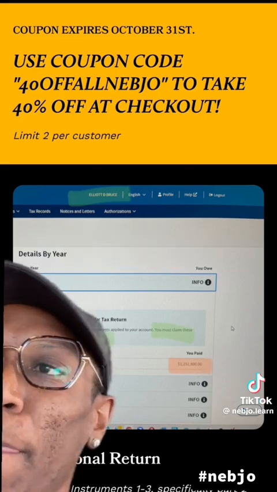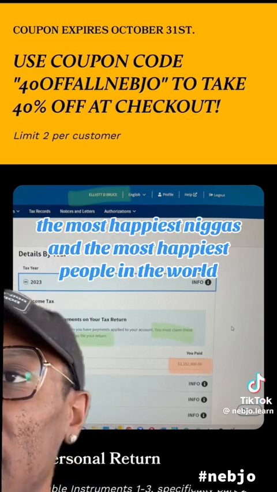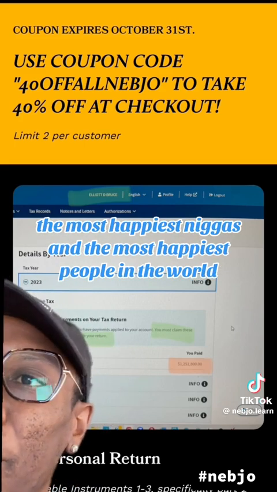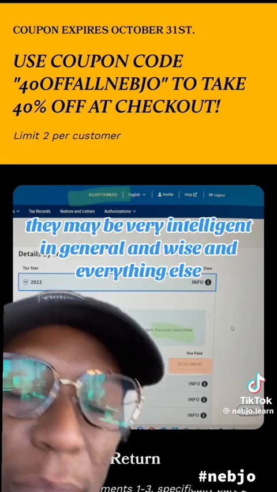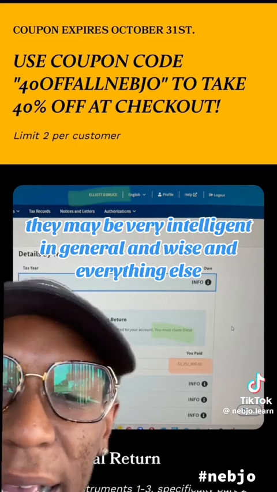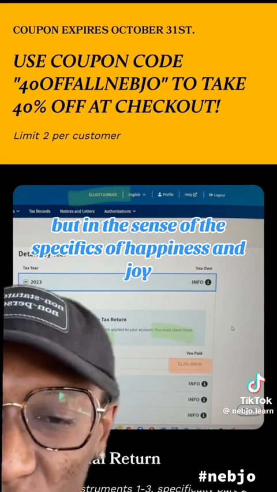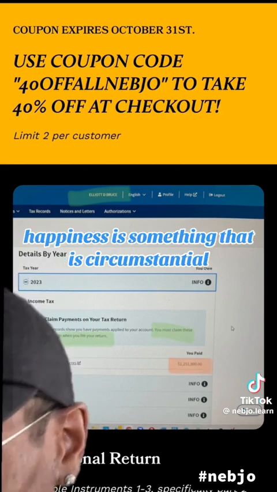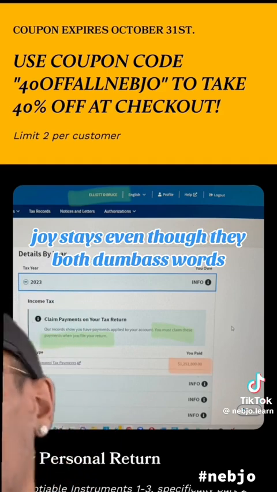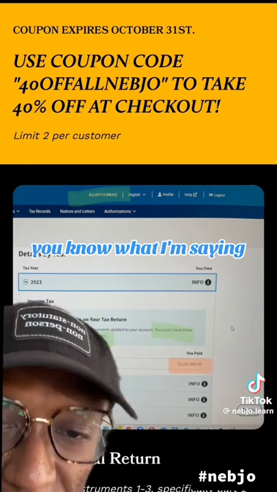Ignorance is bliss, bruh. I'm telling you, ignorance is bliss. The happiest people in the world don't know too much about law. They may be very intelligent in general and wise and everything else, but in the sense of the specifics of happiness and joy, there's a thin line between the two. Happiness is something that is circumstantial. Joy stays, even though they both dumbass words. It's the energy behind them.